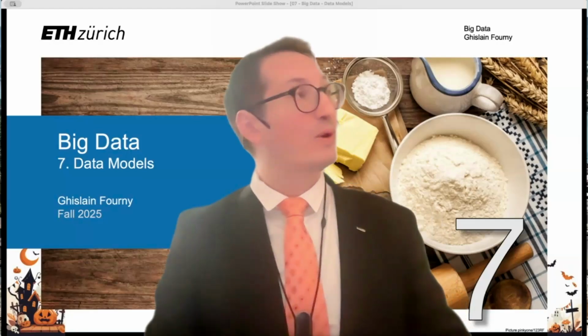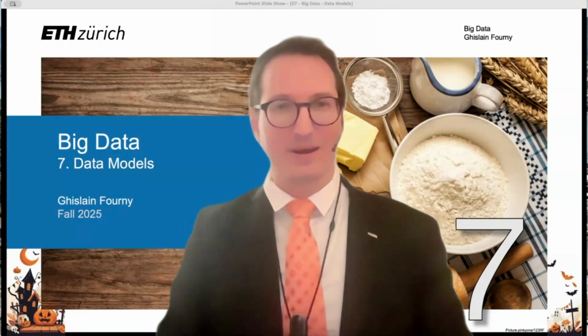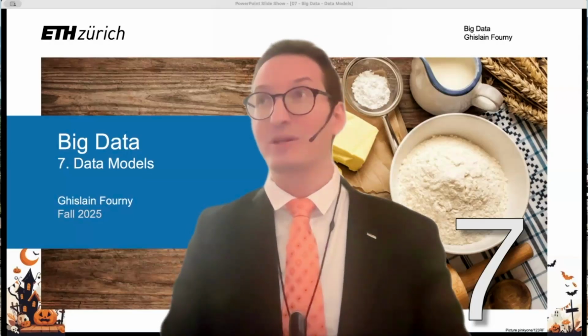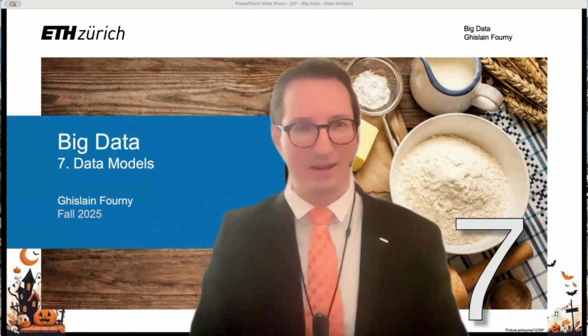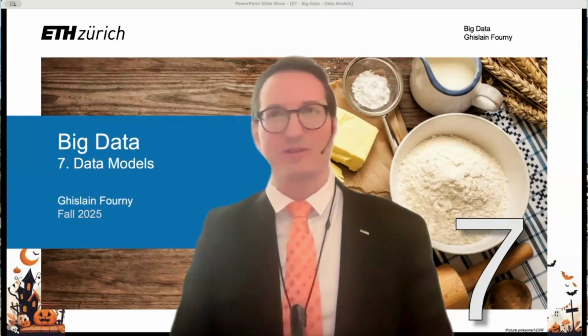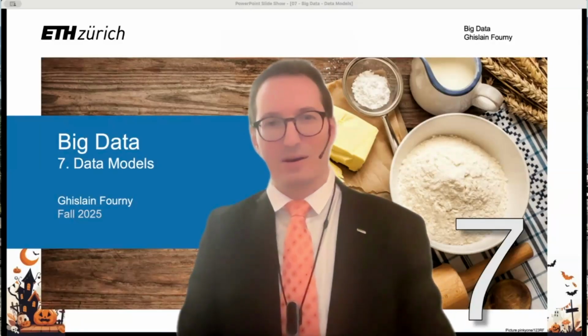So today we are going to finish the part, hopefully, on data modeling. I'll show you the link between validation schemas on the one hand and data frames on the other hand. And then, if time permits, we'll move on to the next section, which is MapReduce.